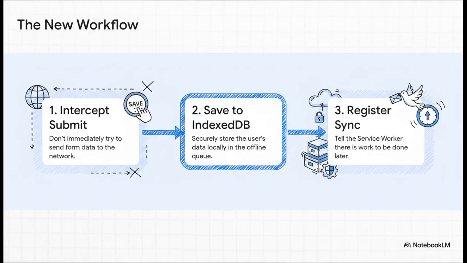Okay, so here's what the new workflow looks like. It's 3 steps. First, when the user clicks save, we grab that event and we do not try to send a network request. Nope. Second, we take that form data and we save it directly into our IndexedDB queue. It's now secure. And third, and this part is absolutely key, we register something called a sync event. We're basically telling the service worker, hey, there's work to be done later.